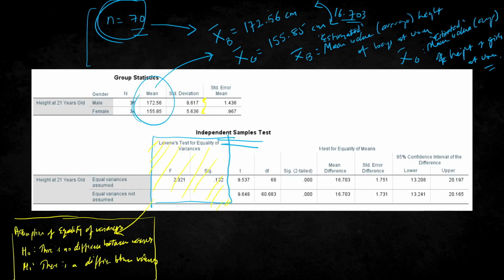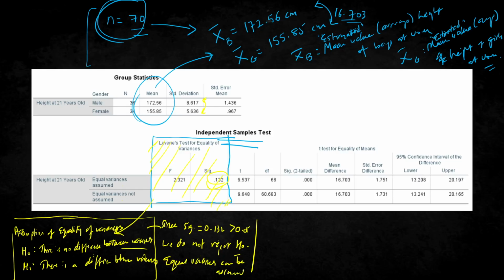So how do you interpret that result? Obviously here you look at the significance value. In this case, the significance value, or p-value, is equal to 0.132, which is greater than 0.05. So basically here we do not reject H naught. And what do you conclude? That there's no difference between variances. In other words, equal variances can be assumed. No significant differences between variances. Therefore, we can assume equal variances.